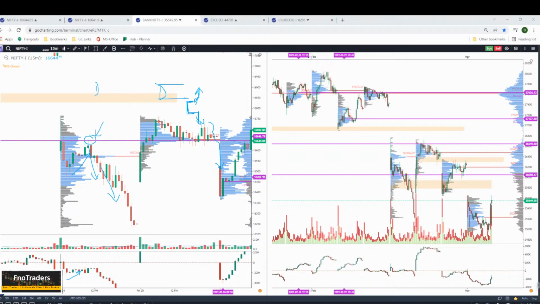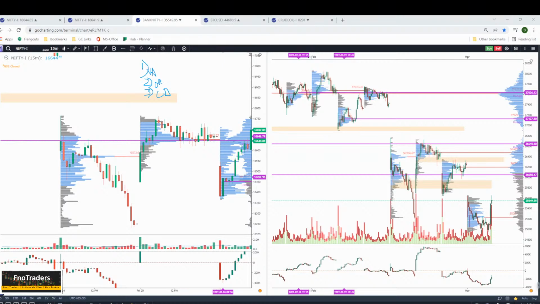So theory number one is the value area, theory number two is the opening range, and theory number three is how cumulative delta is shaping up with respect to the price. If you look at simply these three things, largely you'd be able to make a framework for your day trading for any day.